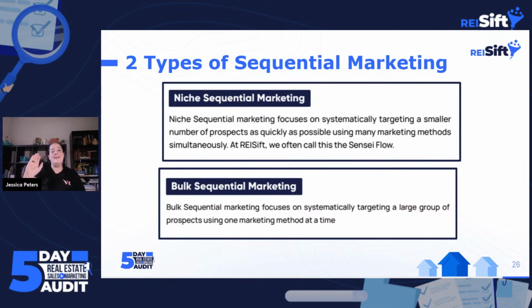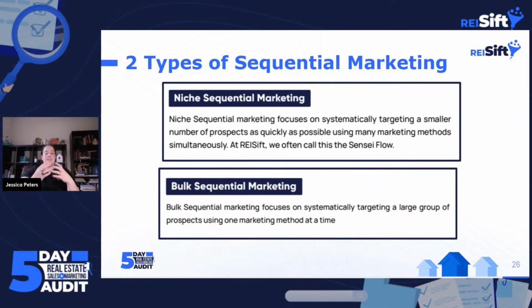Niche sequential marketing takes more time because you're manually dialing, waiting for it to ring, manually sending the text, all those things. Bulk sequential marketing is quicker. However, niche sequential marketing is a little more affordable. Bulk sequential marketing is usually a little more expensive. So there's this balance here of, especially when first starting out, do you have more time or do you have more money? And finding the strategy that works best for you.